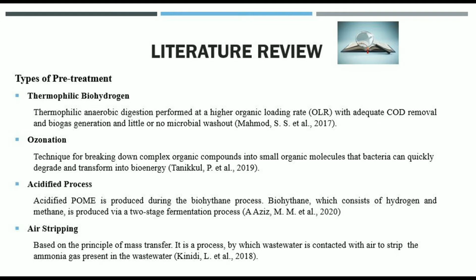Types of pre-treatment are thermophilic biohydrogen production, ozonation, acidified process, and air stripping. Among numerous pretreatment processes, air stripping pretreatment has received considerable attention due to the high denitrification rate, versatile operation, and small footprint. Air stripping pilot plants have been used to treat a wide variety of wastewater containing high concentrations of ammonia and toxic compounds such as POME.